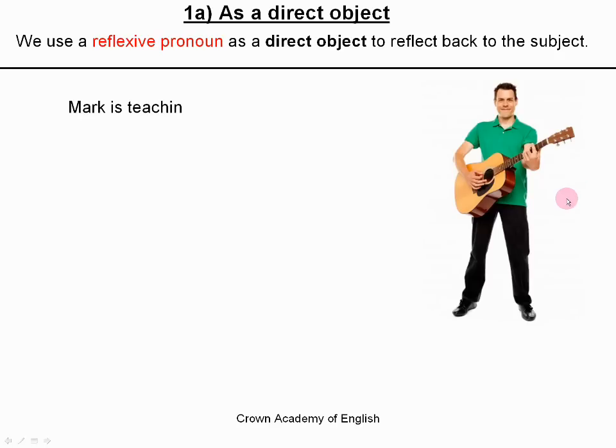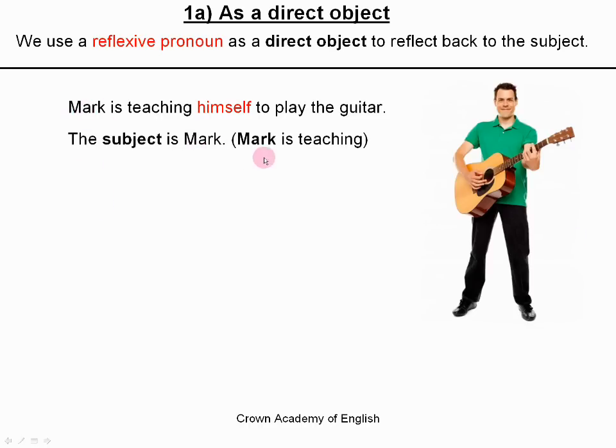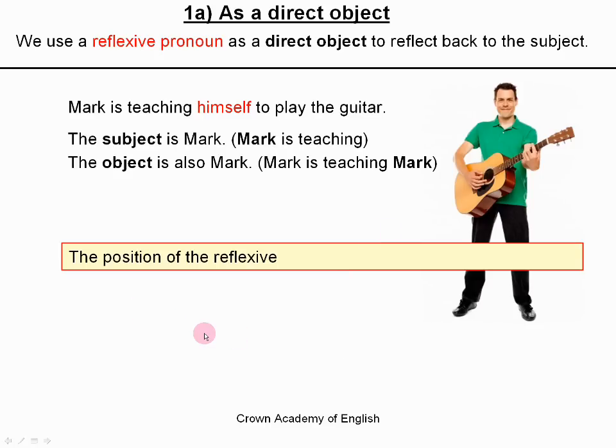Example: Mark is teaching himself to play the guitar. So the subject is Mark, because it is Mark who is teaching, and the object is also Mark. Mark is teaching Mark. So we use a reflexive pronoun, and it is male, so it is himself. The position of the reflexive pronoun is immediately after the verb. So you can see the verb here, teaching, and then we have the reflexive pronoun.